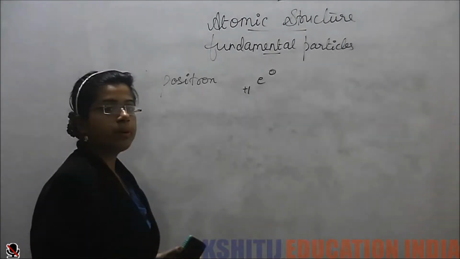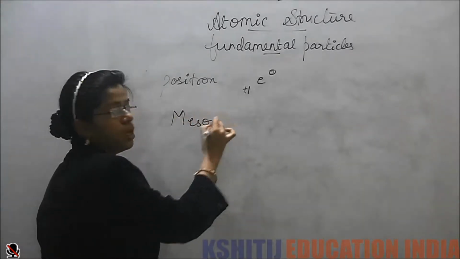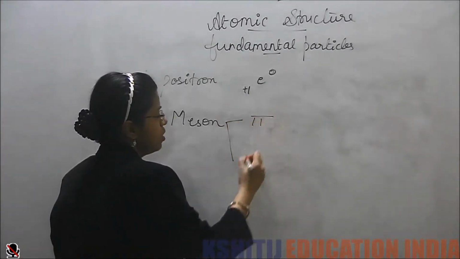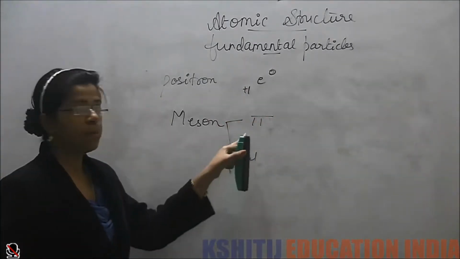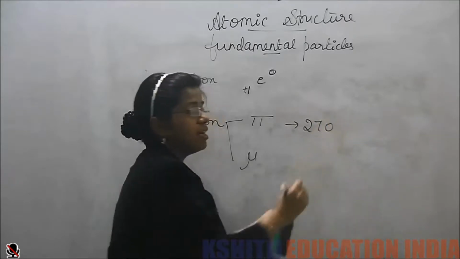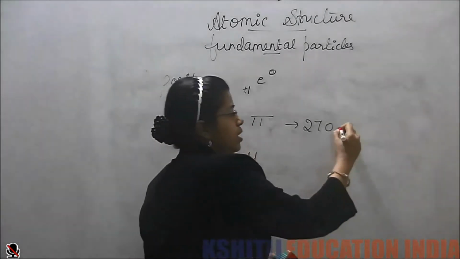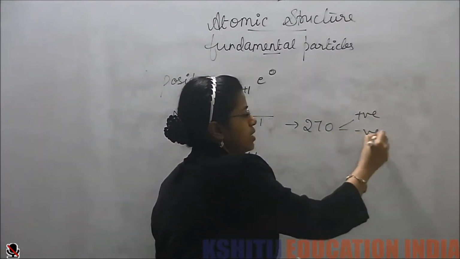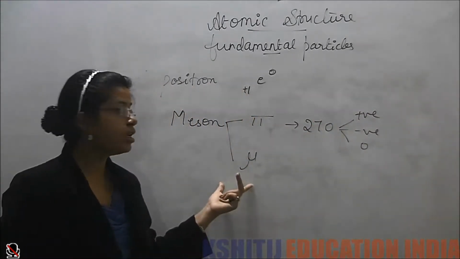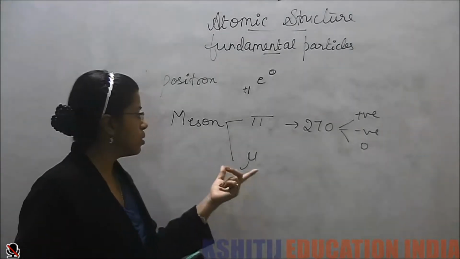Then the second fundamental particle excluding those three is your meson. Now meson, again there are two types, pi meson and mu meson. Pi meson has a mass nearly 270 times that of an electron. And this pi meson could be positively charged, negatively charged, or neutral also. Okay? Whereas mu meson is another type of meson, and it has mass equal to that of a proton. Okay?